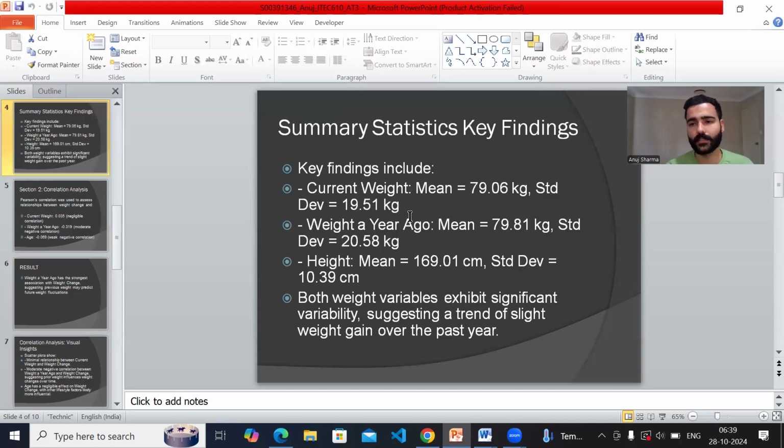The key findings after analyzing are that the current weight mean is 79.06 kg, with standard deviation 19.51 kg. Weight a year ago: mean is 79.81 kg, standard deviation is 20.58 kg. Height mean is 169.01 centimeters and standard deviation is 10.39 centimeters. Both weight variables exhibit significant variability, suggesting a trend of slight weight gain over the past years.